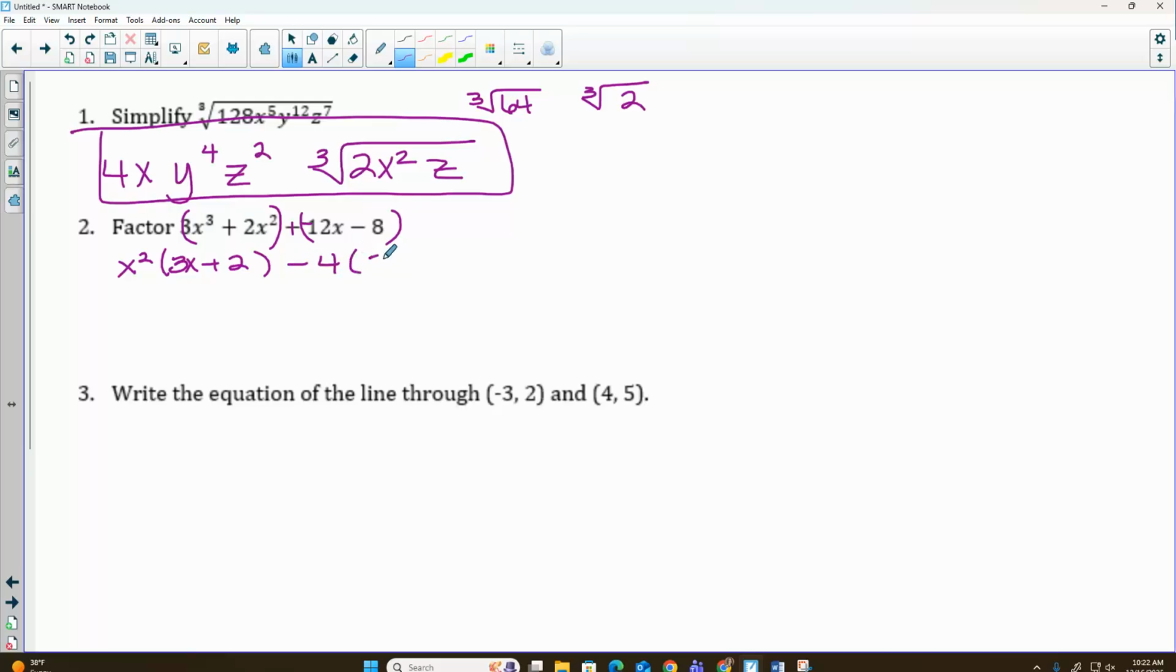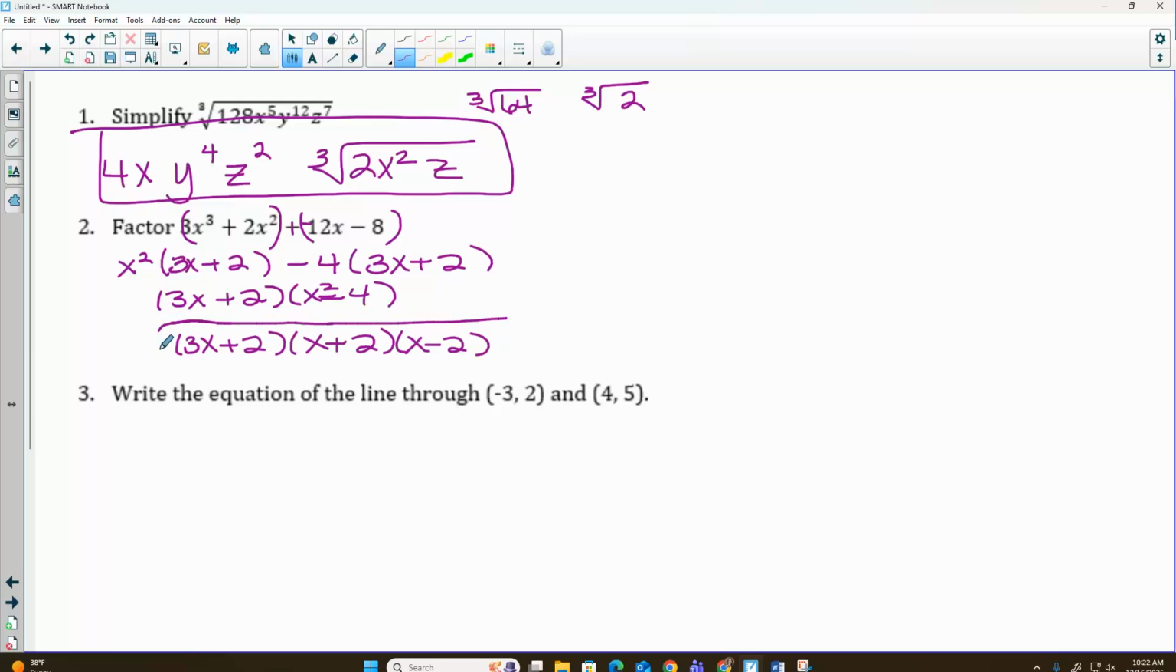And that leaves us with? Now they both have a 3x plus 2, so we can take that out. We have x squared minus 4 remaining. But we can go one more step. Why? Difference of squares. X squared minus 4 breaks into x plus 2, x minus 2. All right.